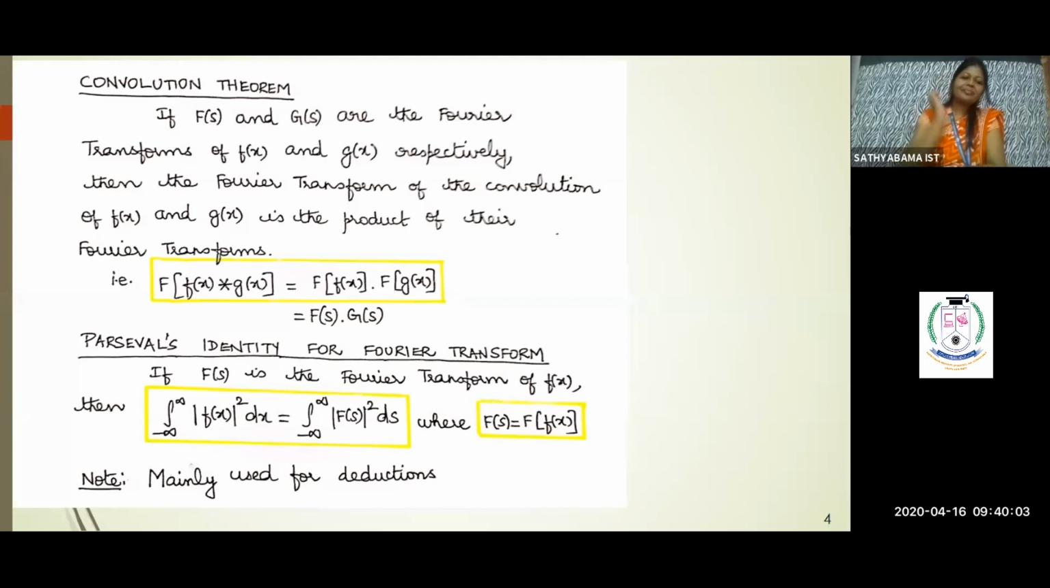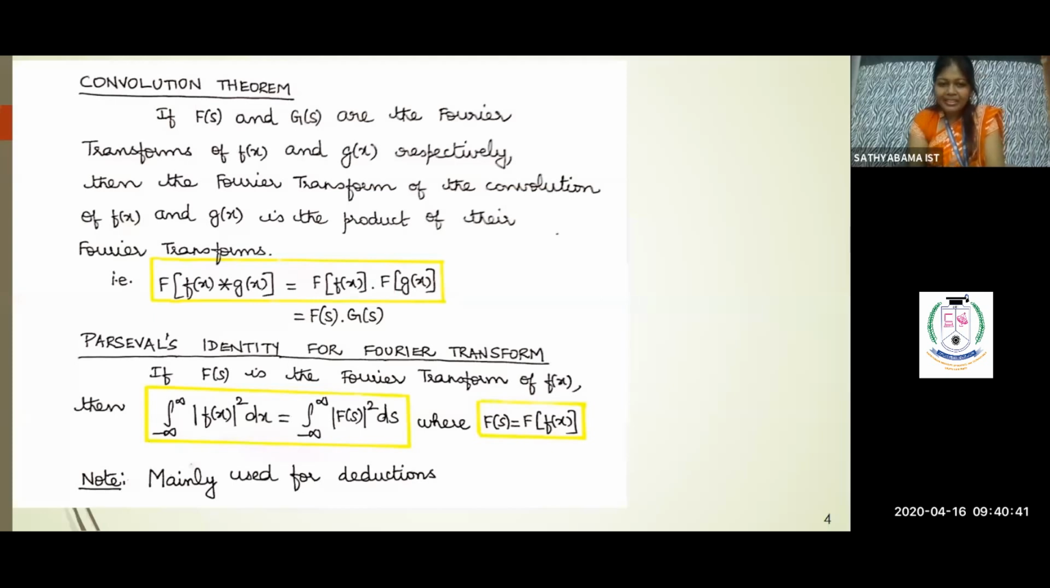What does it say? It says integral minus infinity to plus infinity modulus of f of x square dx is equal to integral minus infinity to plus infinity modulus of F of s square ds. Okay, left inside the variable is x, right inside the variable is s. Please note, okay, where what is this F of s? F of s is nothing but Fourier transform of f of x. So you've got to get this into your mind. This is really important. F of s is a notation which is used to represent Fourier transform of f of x.